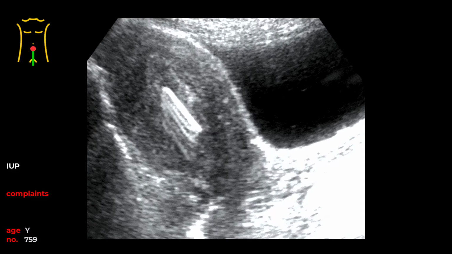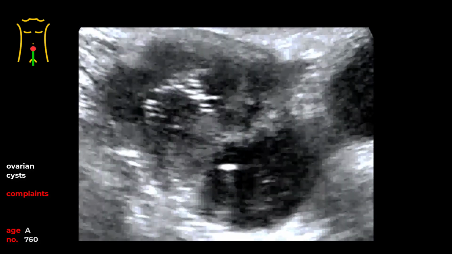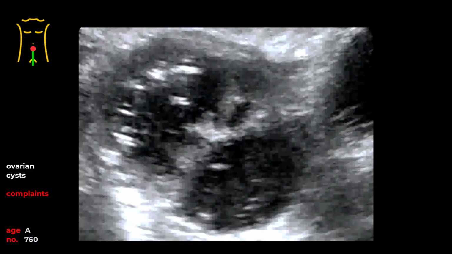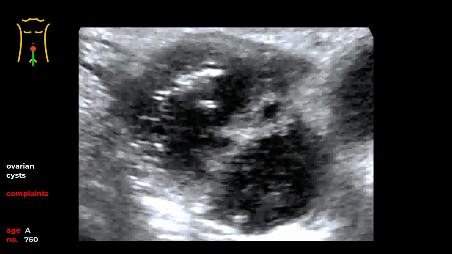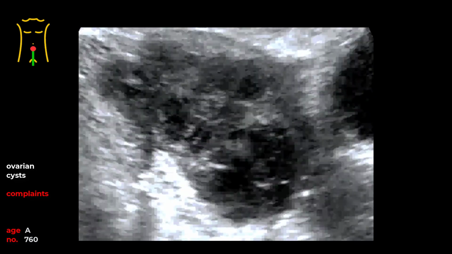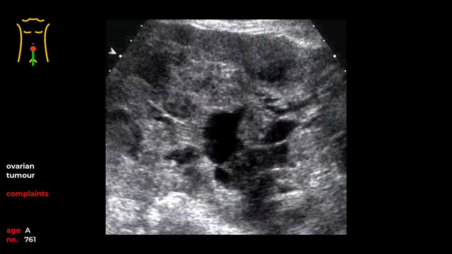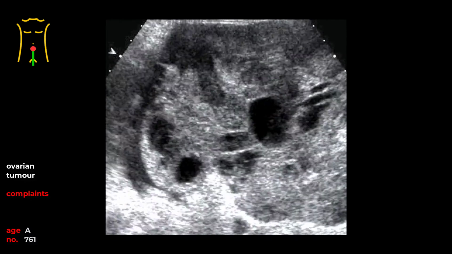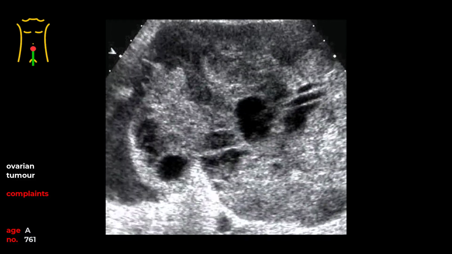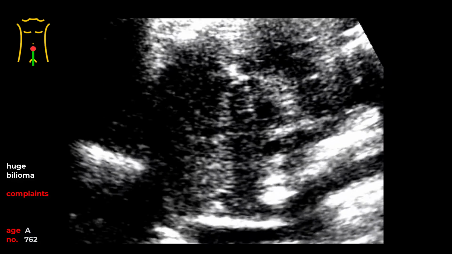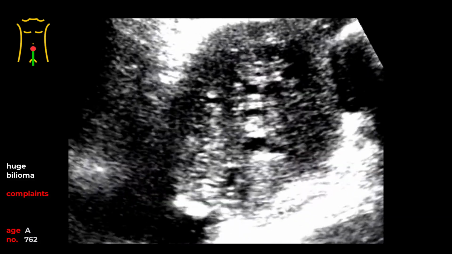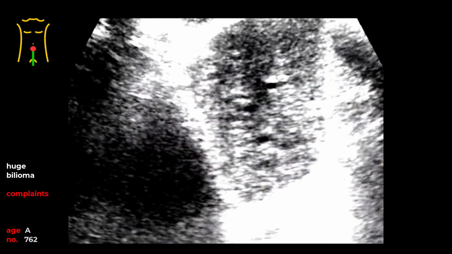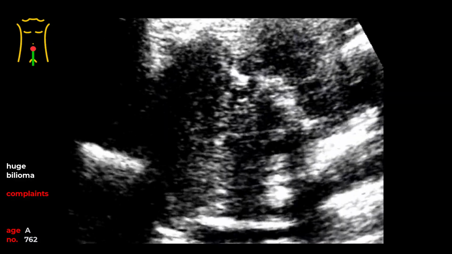Whereas 759 shows as a normal finding an intrauterine pessar. In 760, you see another suspicious ovarian cystic structure. And another ovarian tumor is to be seen in 761. In case 762, we found a tumor. The patient denied further clarification.